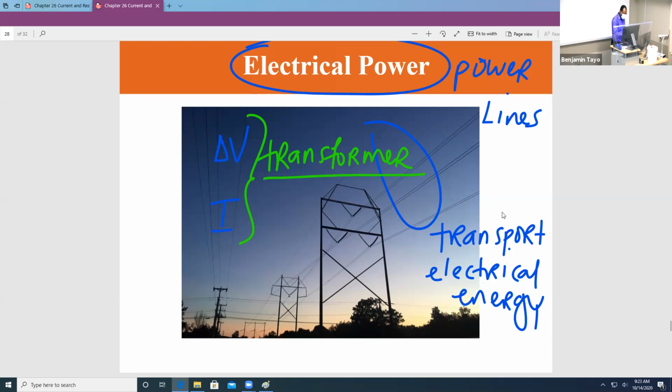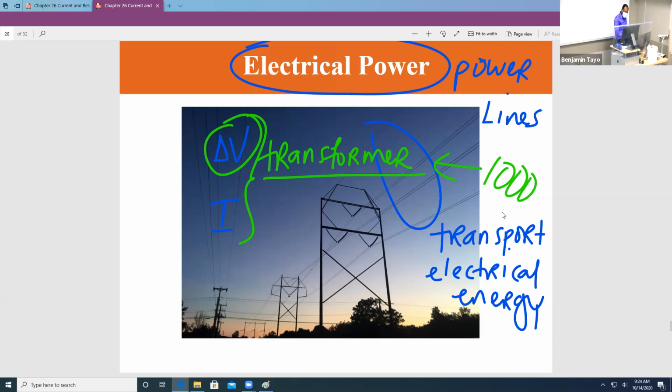What a transformer does is that you want to transmit the current at very high voltages, right? But for domestic applications at home, you don't need very high voltage, so you need something to switch that voltage back. For example, the voltage here could be as high as 1,000 or 10,000 volts, but for domestic applications you probably just need about 120 volts. So you need a transformer to step that down from a high voltage to low voltage.